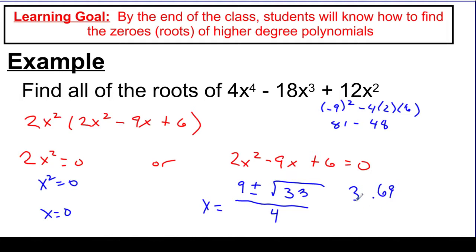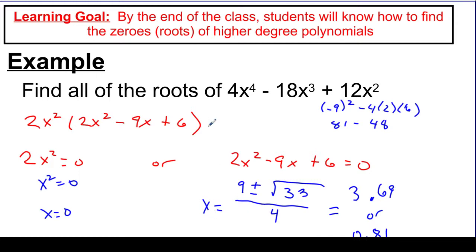This one comes out to be about 3.69. And if I do the same thing on my calculator, 9 minus the square root of 33, and divide that by 4, I get about 0.81. So I'm actually getting two solutions. 3.69 is 9 plus the square root of 33 over 4, and 0.81 is 9 minus the square root of 33 over 4. So I get one answer, two answers, and 0 is my third answer.